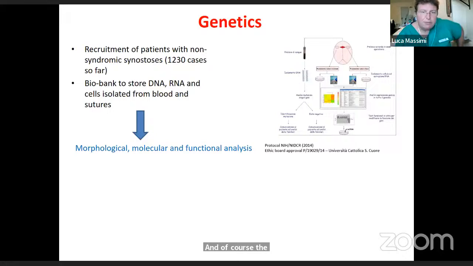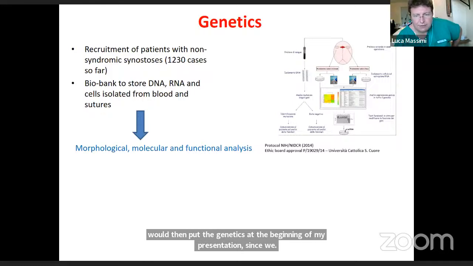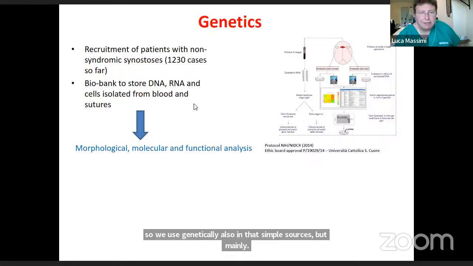Let me spend the 2 minutes left to say something about the genetics. I will then put the genetics at the beginning of my presentation, since we, of course, use genetics to rule out syndromes, but of course, it is quite easy to perform a clinical diagnosis of syndromic craniosynostosis. So we use genetics routinely also in simple craniosynostosis, but mainly for research purpose.